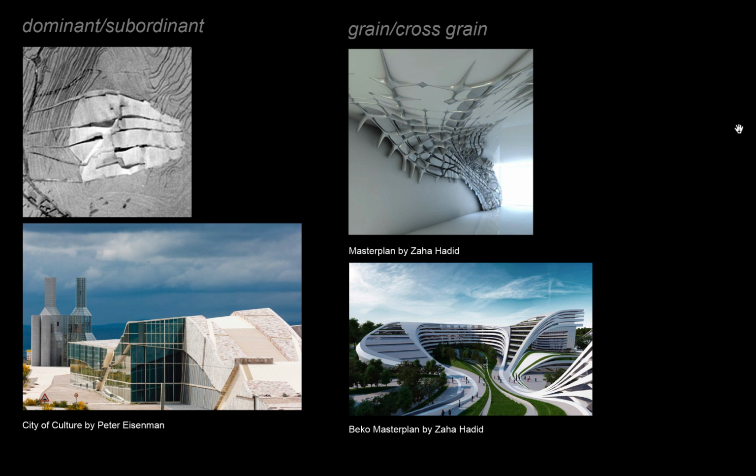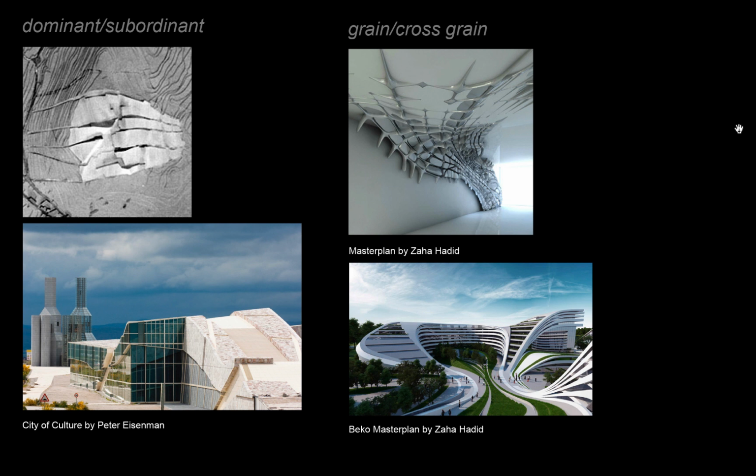Down lower, you can see that there are subordinate grids, and those are the grids that I would say start to break up the facade. So you've got dominant grain, you've got subordinate grain. On the right, you've got grain and cross grain again. These are projects by Zaha Hadid.